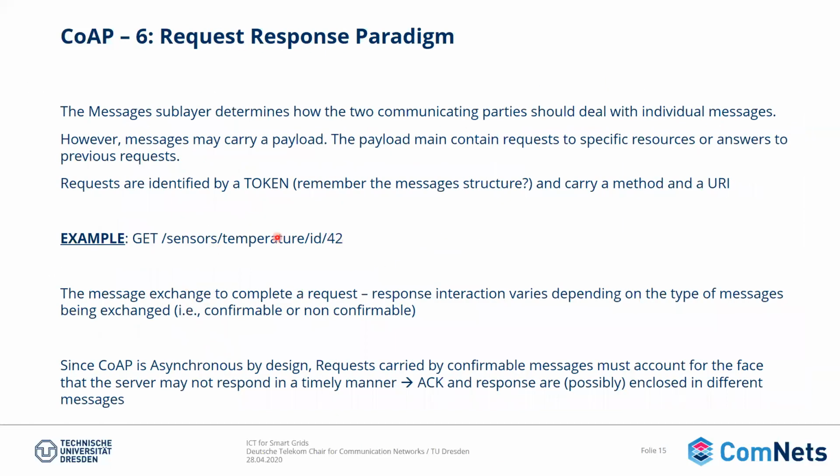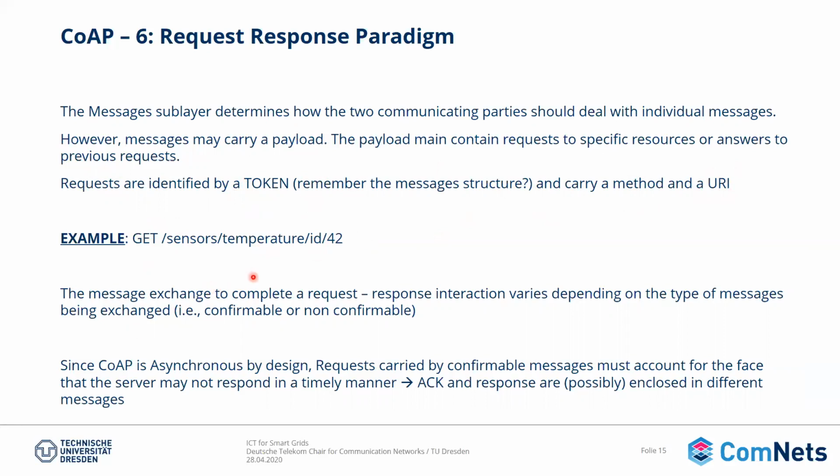So here you have an example. For example, the method that you're using is GET, and the URL that you want to access is sensors/temperature/ID 42. And this is a specific URL that you want to access, right? And as we mentioned before, the requests are identified by a specific token, and the requests must carry a method, which here is GET, and a specific unique resource identifier, which is in this case the location of the identifier of the resource that you want to access.